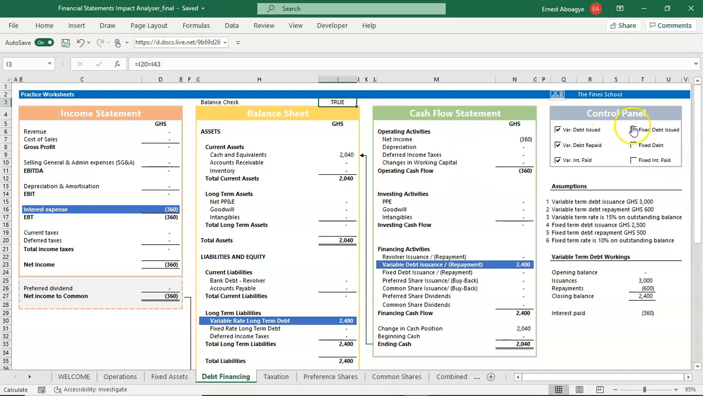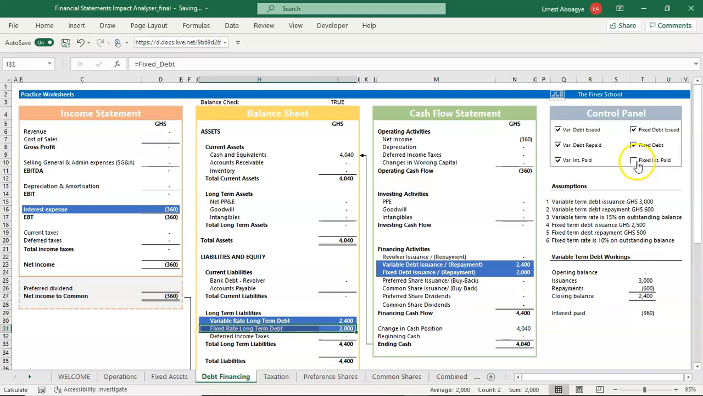Same applies to fixed term debt. So when we take on a fixed term debt of 2,500, until we pay any interest thereon, it still has no impact on the income statement. So we take on fixed term debt 2,500, means our cash has increased by 2,500, and then we redeem some part during the year. We redeem 500 during the year, so it means it has reduced from 2,500 to 2,000, and with the balance also showing in the balance sheet here.